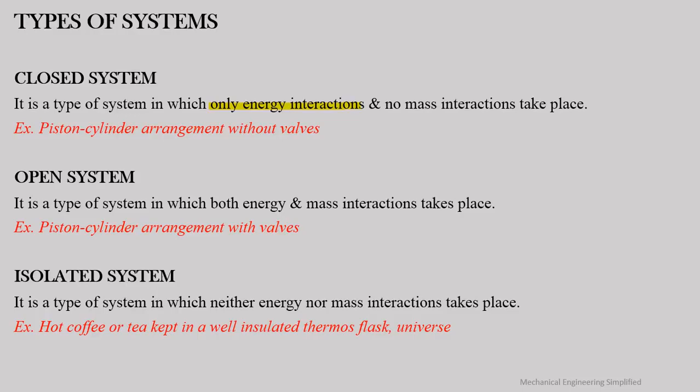Then we have an open system. What is it? It is a type of system in which both energy and mass interactions take place. It means energy and mass can enter into the system and also can leave the system. That is known as open system. An example is a piston cylinder arrangement with valves. Then we have the third category, isolated system. What is it? It is a type of system in which neither energy nor mass interactions take place.